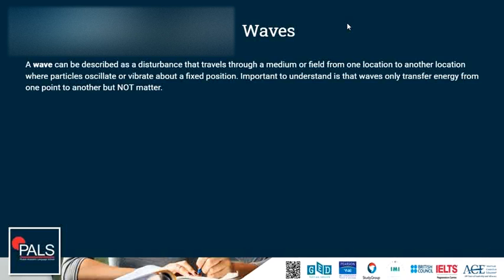A wave can be described as a disturbance that travels through a medium or field from one location to another location, where particles oscillate or vibrate about a fixed position. Important to understand is that waves only transfer energy from one point to another, but not matter.